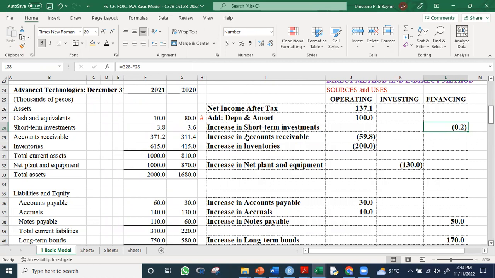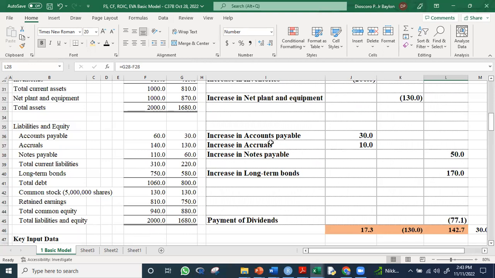Same thing with accounts receivable and inventories, but they fall under operating activities. They both increase, so therefore they are uses of cash. Net plant and equipment increased also by 130, and it falls under investing, so it's a use of cash. For accounts payable and accruals, these relate to operating activities, and they both increase. So when liabilities increase, they are sources of cash. That's why we have positive here.